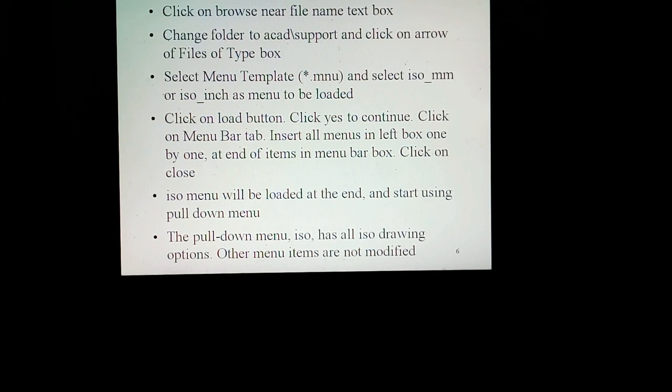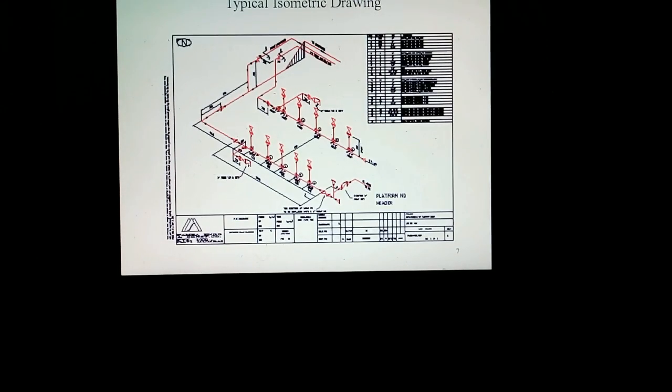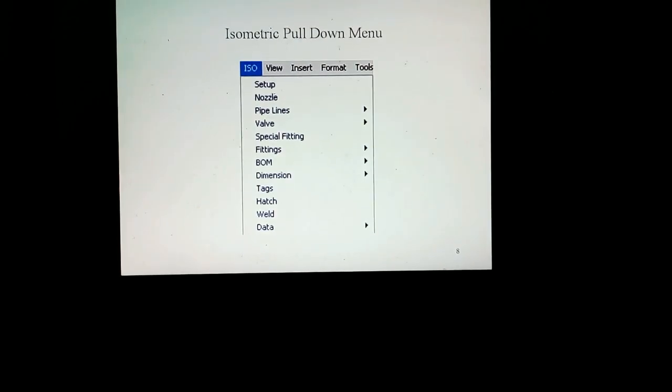Click on the menu bar tab and select ISO in the menu group box. Insert the ISO menu in the left box at the end of the items in the menu bar box. Click on Close. The ISO menu will be loaded and you can start using the pull-down menu. The pull-down menu, ISO, has all the ISO drawing options, all the options of isometric drawing.